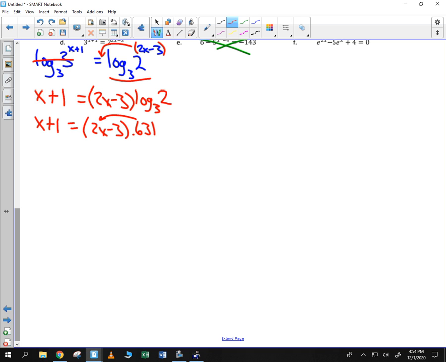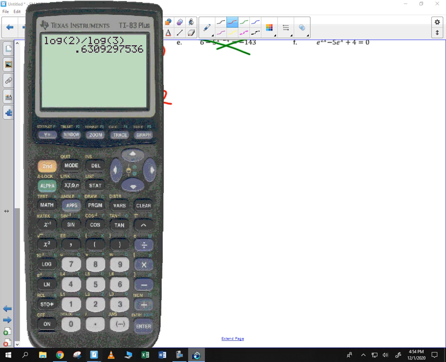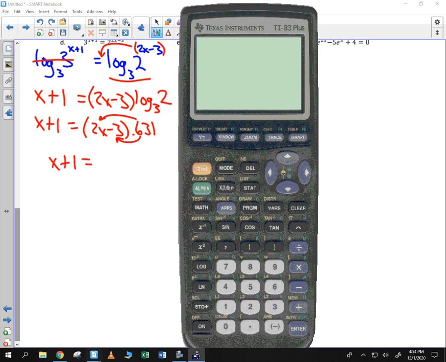Distribute that 0.631 to both parts. X plus 1 is equal to 2 times 0.631. And I get 1.262. And then we have 3 times 0.631. And we get 1.893.